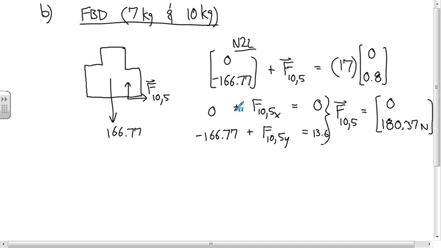One little nitpicky thing to notice here is that when you switch from talking about vectors to talking about the components of vectors, you don't use the vector symbol anymore because each individual component is just a number. So the F 10,5 x component is 0. That's just a number, so it doesn't wear the hat. F 10,5 y is 180.37. That's just a number, so no hat, no fancy hat.